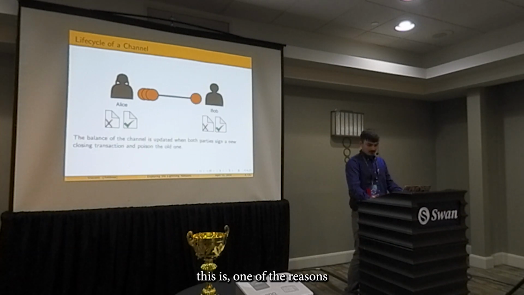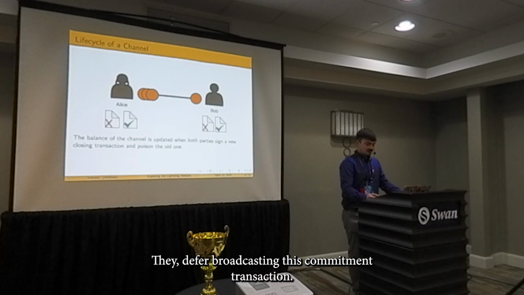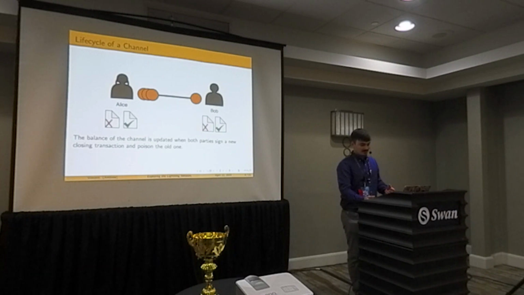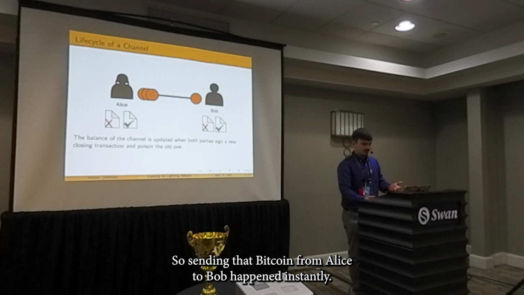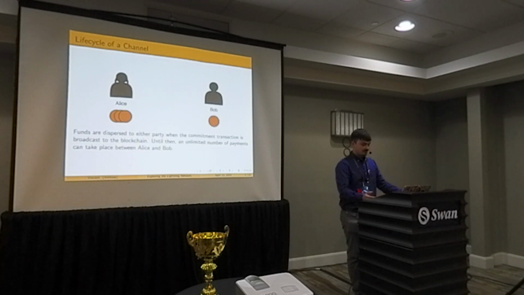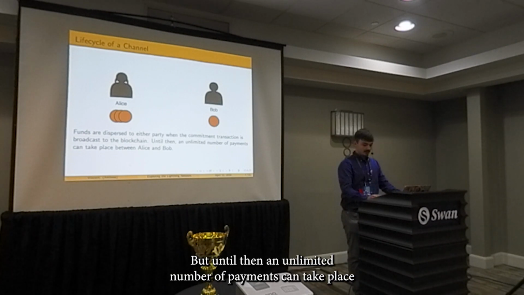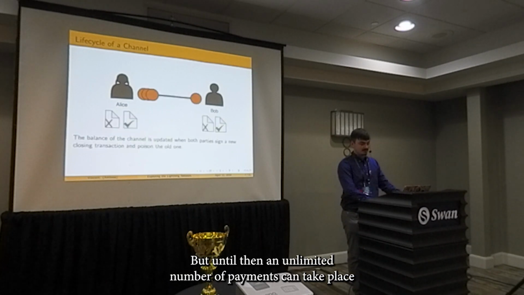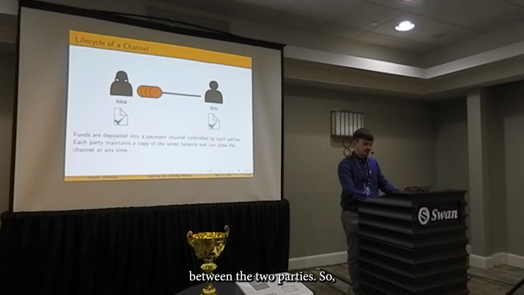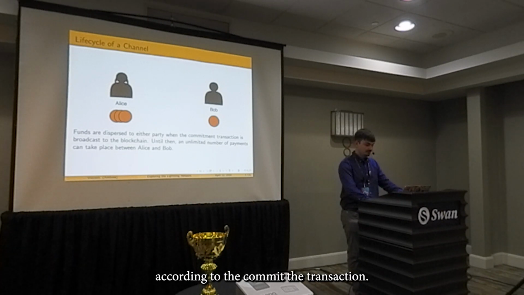So this is one of the reasons why Lightning is a scalability solution to Bitcoin. They defer broadcasting this commitment transaction, so sending that Bitcoin from Alice to Bob happened instantly and was free. Funds are dispersed to either party when the commitment transaction is broadcast to the blockchain. But until then, an unlimited number of payments can take place between the 2 parties. So after you close it, the funds are dispersed according to the commitment transaction.